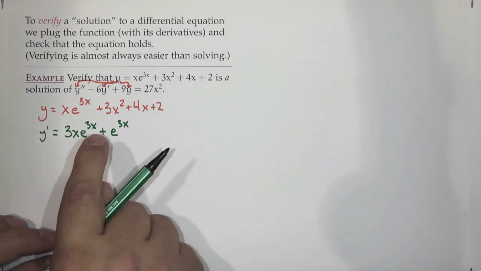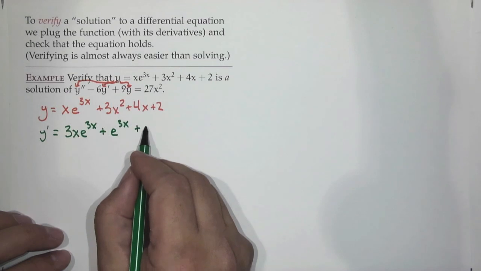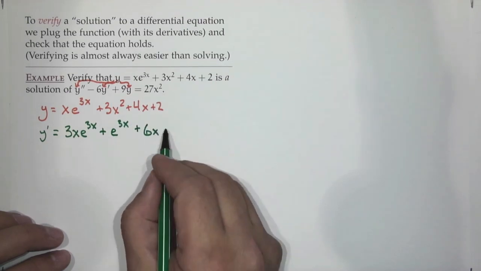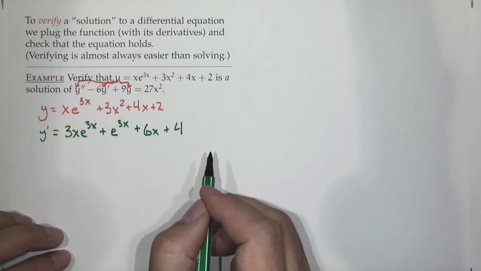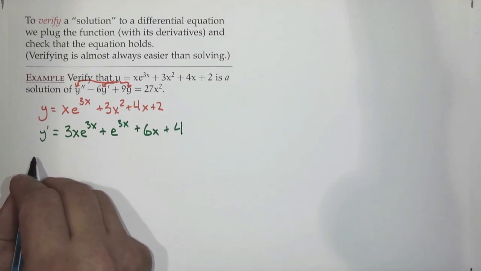Okay, we're not done. Derivative of 3x squared: 6x. Derivative of 4x: 4, good. Derivative of 2: 0. Our favorite answer. Hopefully we're going to learn that we really love 0. It's a wonderful, wonderful thing. All right, what's next?